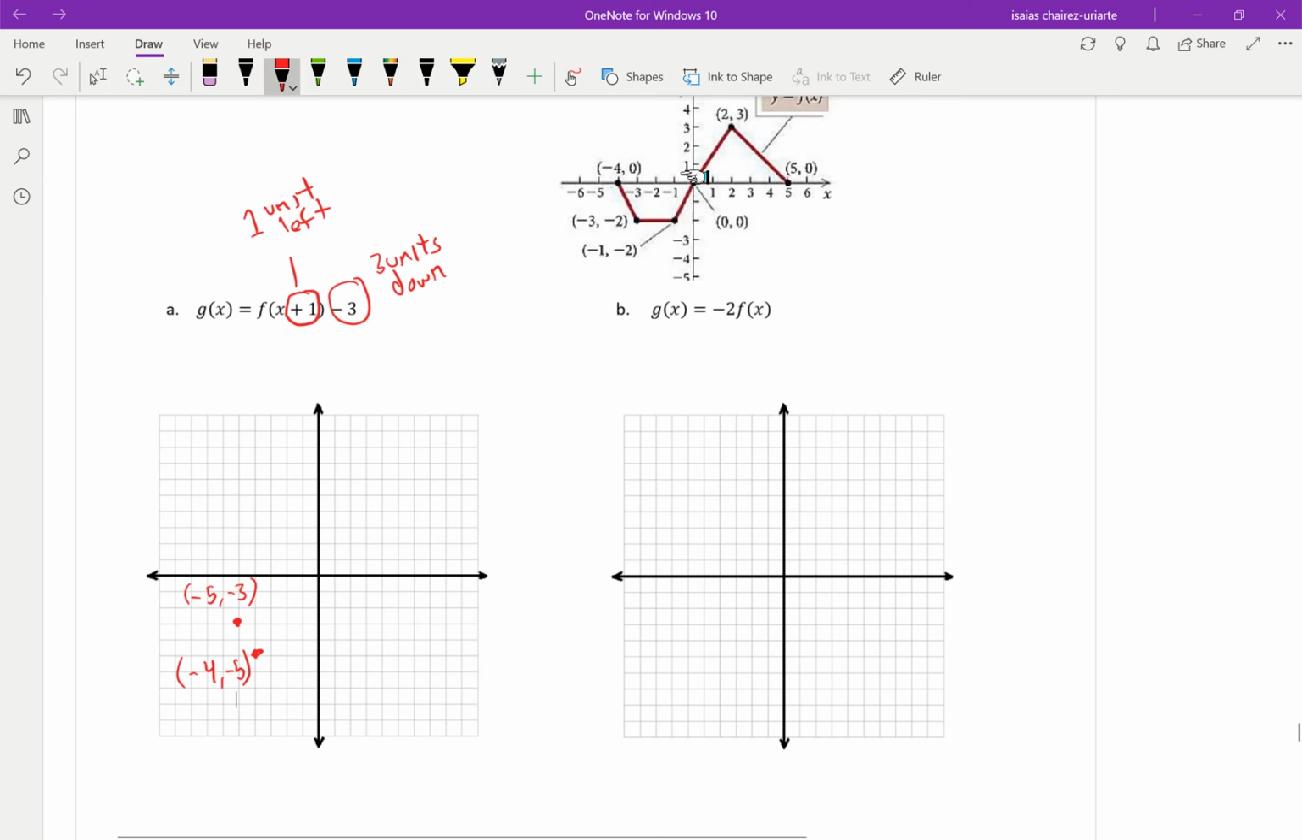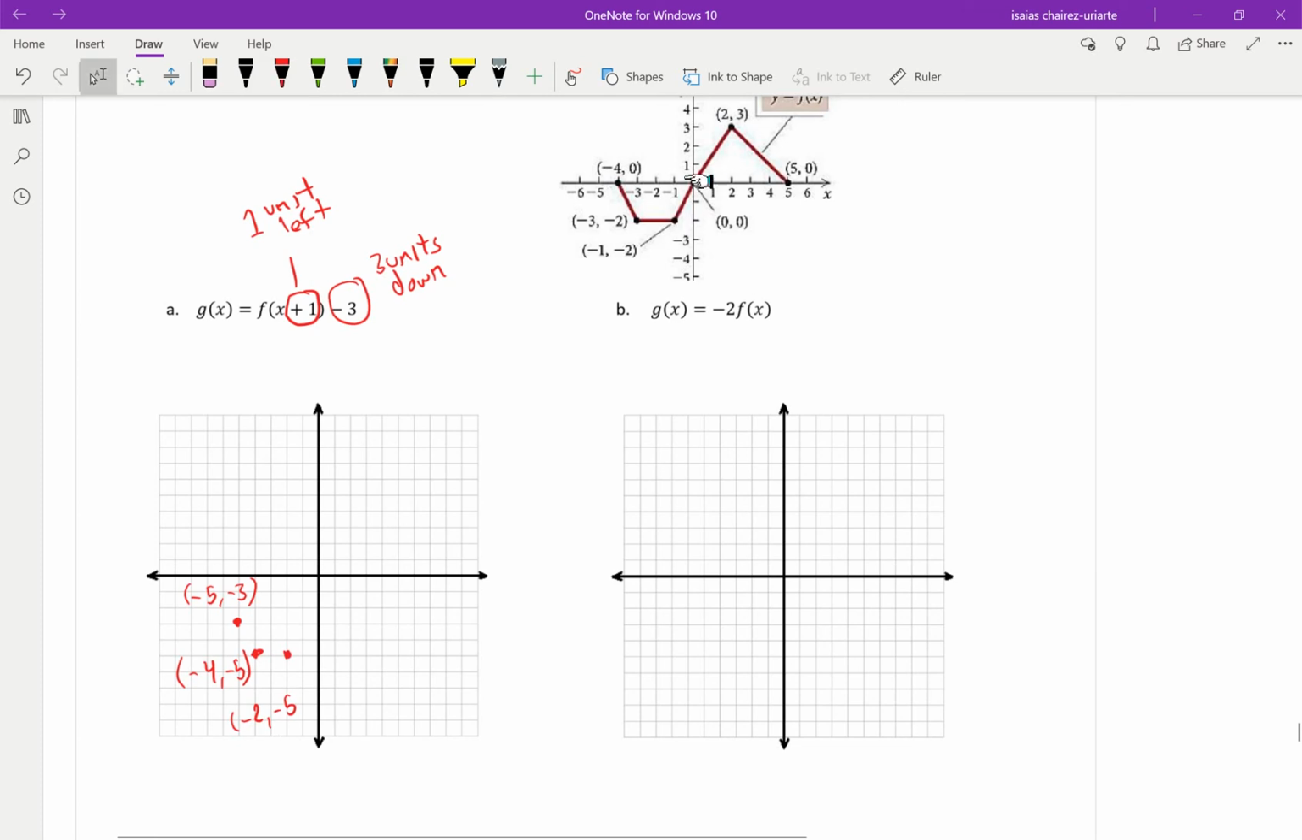Okay, let's think about this point right here. This used to be negative 1 comma negative 2. If I move it 1 unit left and 3 units down, then that point should go to negative 2 comma negative 5. Okay, so that's right there. Let me label it negative 2 comma negative 5.